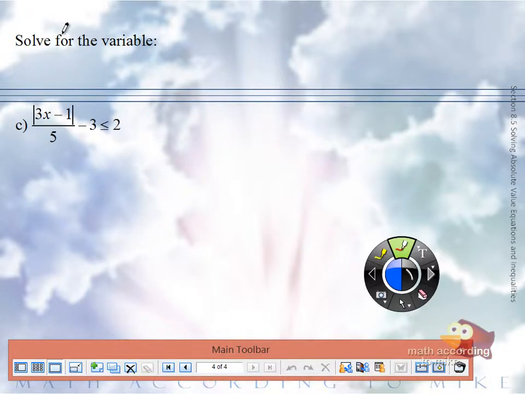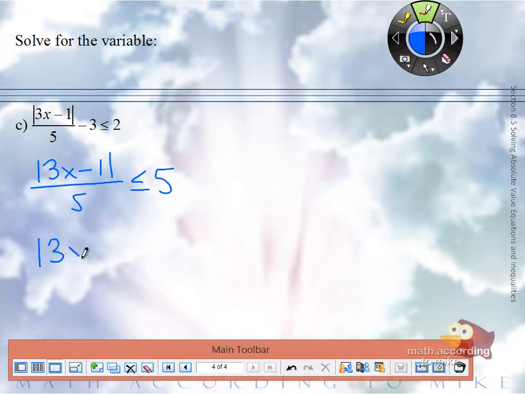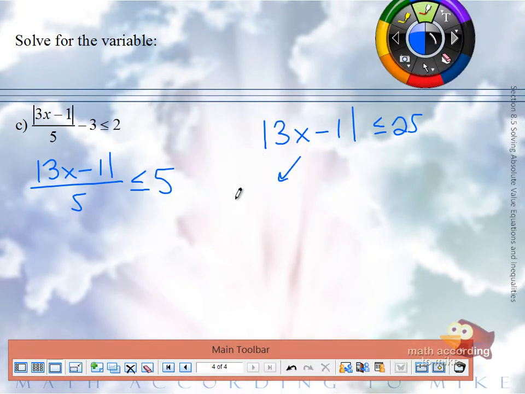What should we do first? Add 3. Then what? Multiply by 5. All right. Break it up. And or statement. Good.